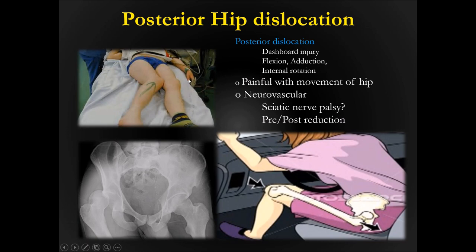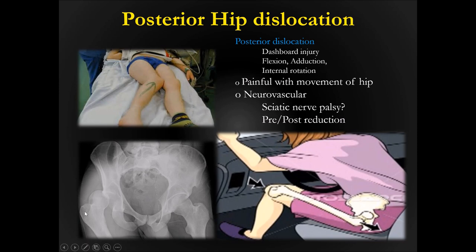When you see the patient at the emergency room, you see this position. This position is a combination of flexion, internal rotation, and adduction. Okay, this is a classic picture of hip dislocation. If you see this position, that means this is a hip dislocation, and the patient cannot move. Even if you try to move the patient, it's so painful.